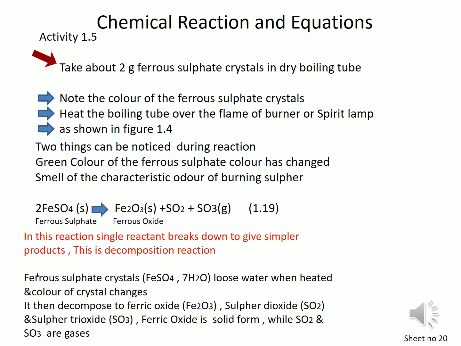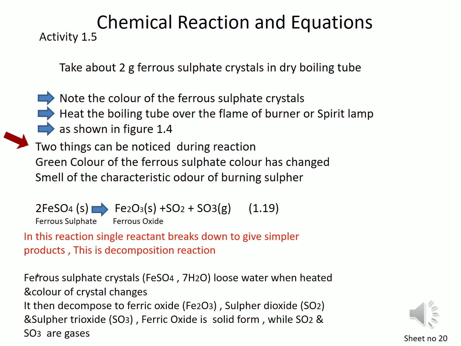Let us see further activity 1.5. Take 2 gram of ferrous sulfate crystal in a dry boiling tube. Notice the color of this ferrous sulfate crystal. Then heat the boiling tube over the flame of the burner or spirit lamp as shown in figure 1.4. Whatever figure earlier we have seen, the same process we have to carry out.